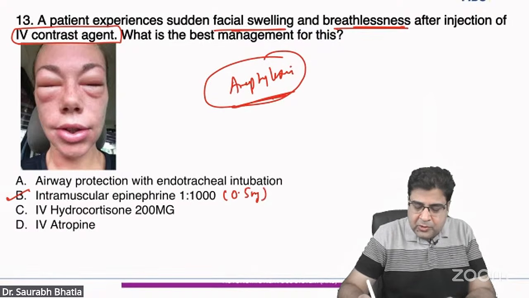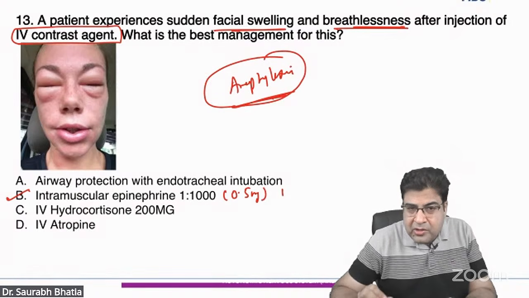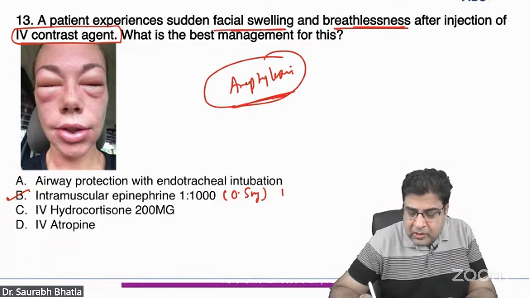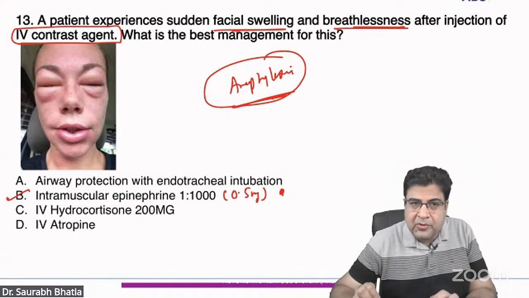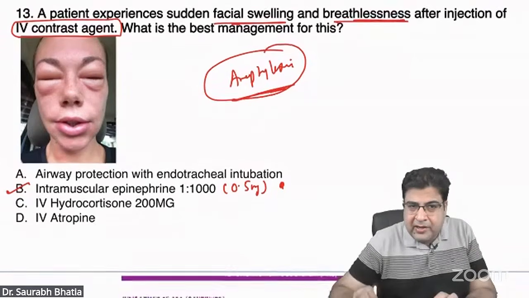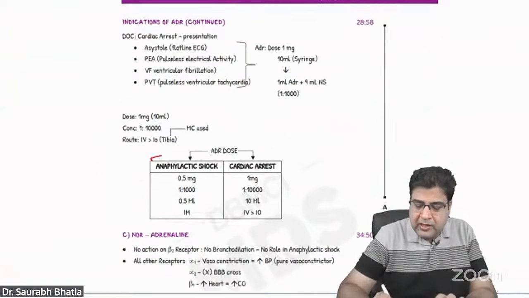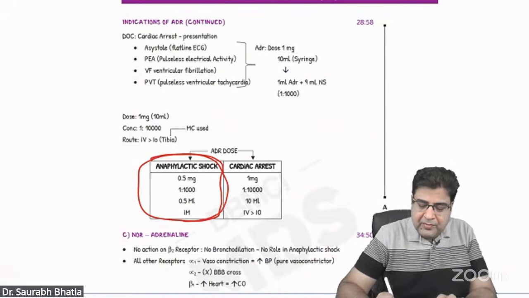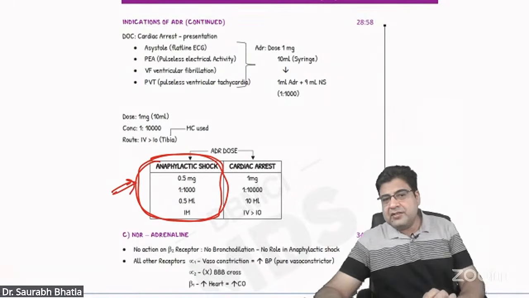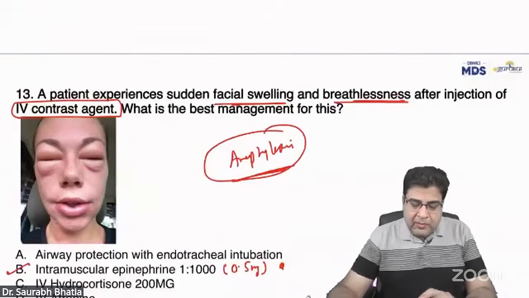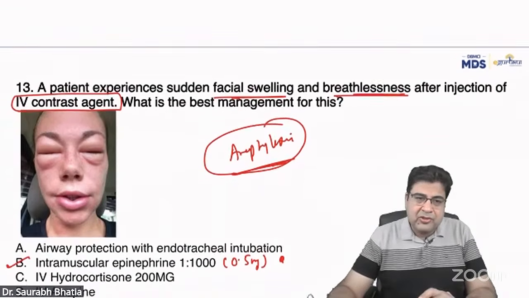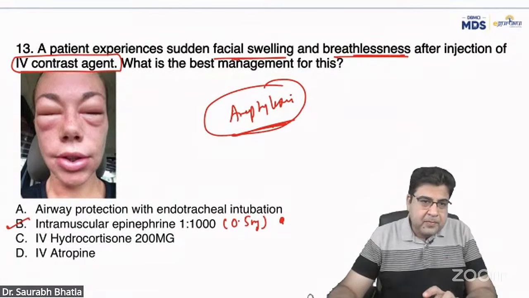0.5 milligram is the dose given by intramuscular route. So intramuscular epinephrine 1:1000, 0.5 milligram. This is also directly taken from our notes, right? So this was the question, in anaphylactic shock this was the treatment of choice for this condition. We have discussed it so many times during our lecture also, right? So intramuscular epinephrine is the best answer for this question, right?